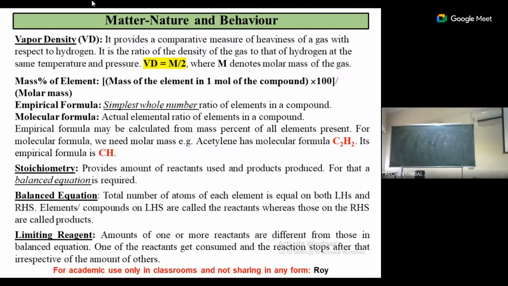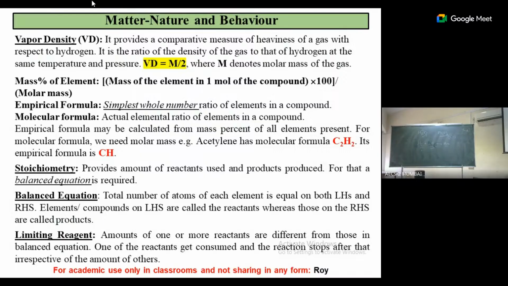Okay. Now one kind of stoichiometric problem comes when we need to find out what is the molecular formula and what is the empirical formula. So how do you do it? Usually some weight percentages are given. In a compound, so and so is present with such a percentage, so and so is present with such a percentage. And so how do we go about it? So we learned something called mass percentage of an element. What is that? It is the mass of the element in one mole of the compound into 100 divided by the molar mass.